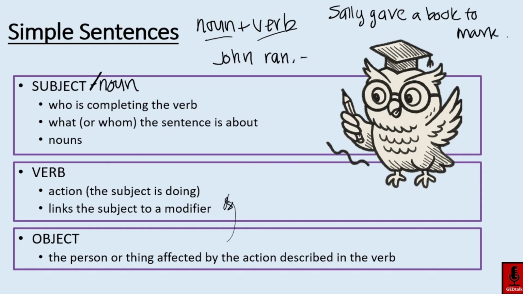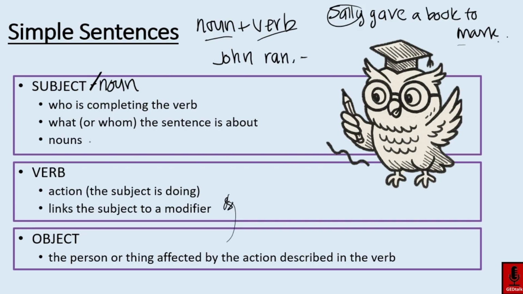Well, what's my subject or what's my noun? And you can see here, if you need a little refresher, the subject or noun is who is completing the verb, what or whom the sentence is about, and where, like we have right here, we have nouns. So when I see this example up here, Sally gave a book to Mark, I know I have a proper noun with Sally, I have a proper noun with Mark, but who is the subject of this sentence? It's Sally. Sally is the subject of this sentence.